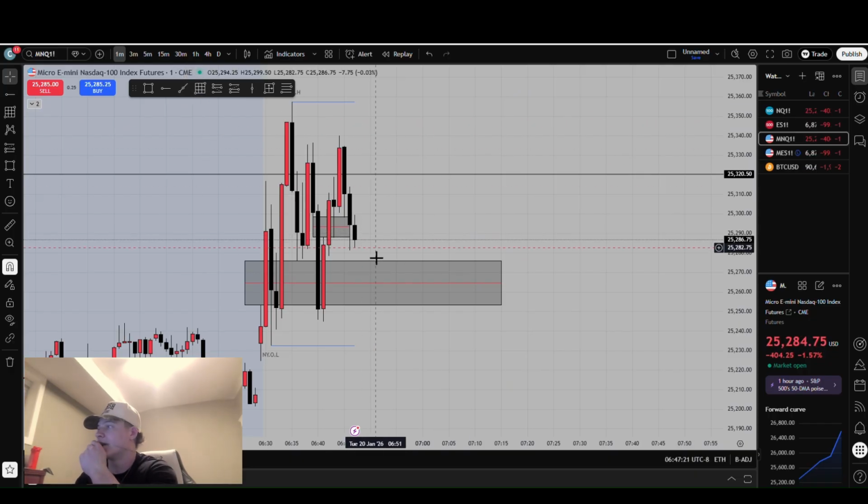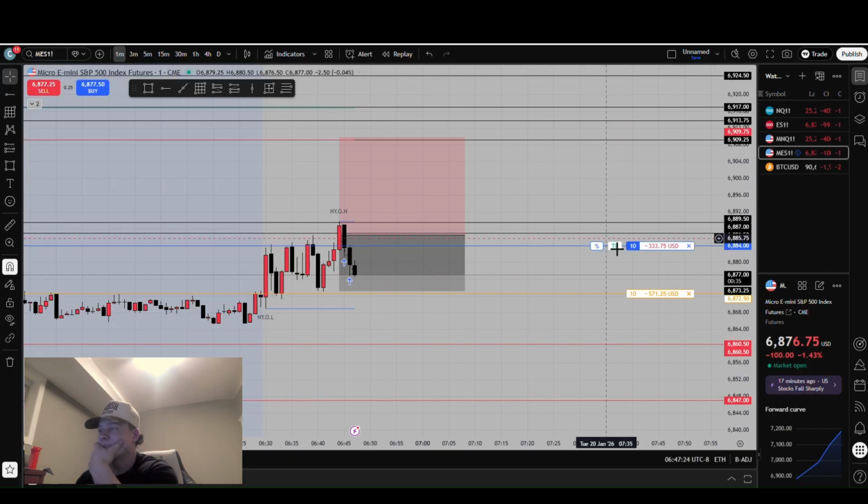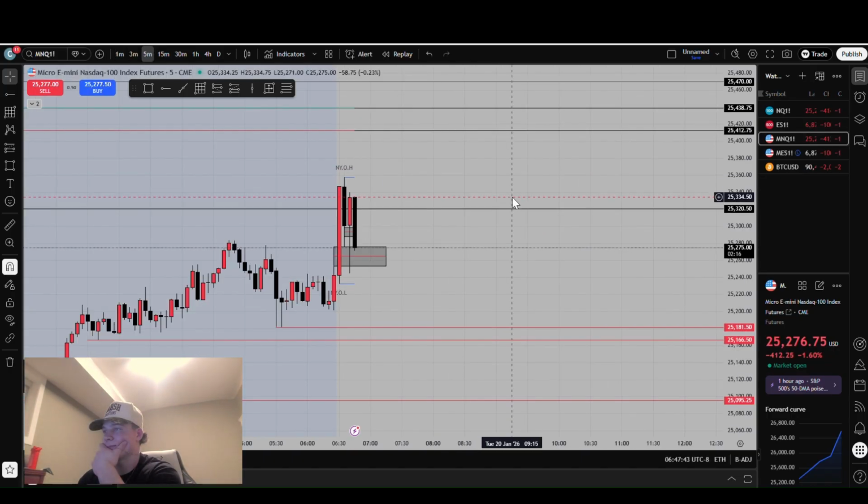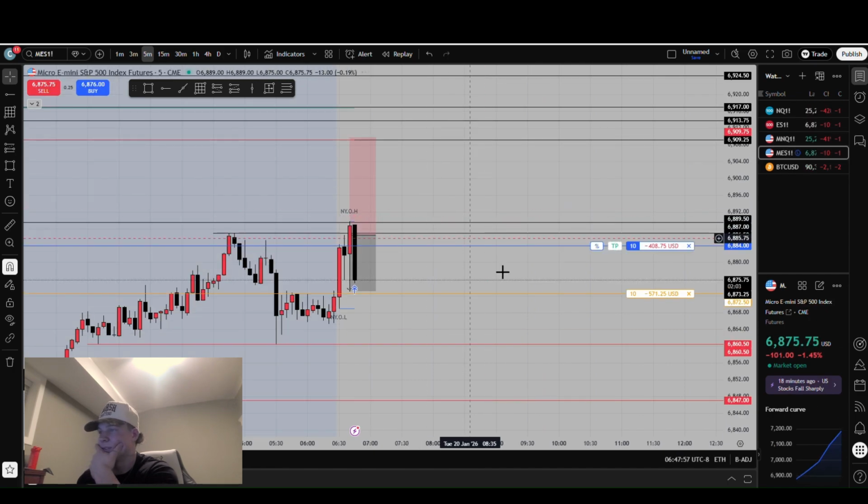If we break structure on the 1 here, then I'm cooked. So hopefully we get something like a retrace or 1-minute manipulation here, but this doesn't look good. I'm disappointed. I rushed it. A little too excited.